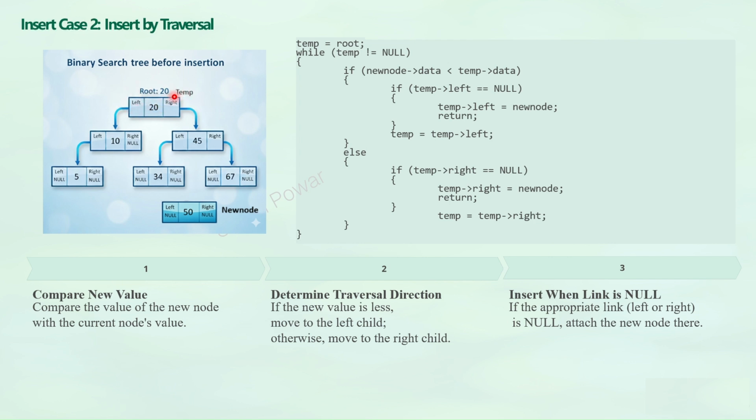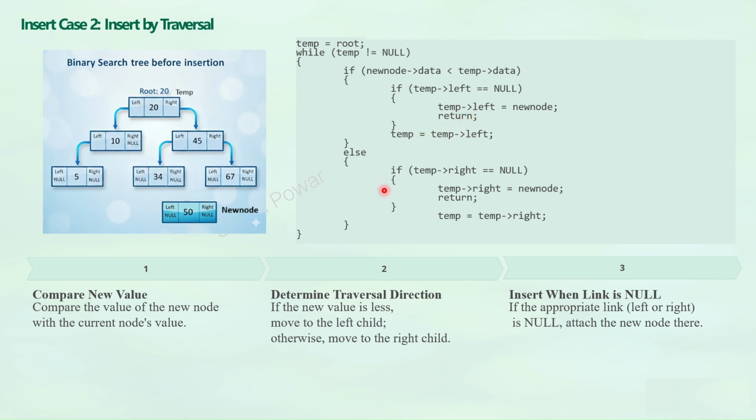After that, we will compare the temp data and new node data. If it is smaller, then go to the left side, otherwise go to the right side. Now to do this task, you have to write an if statement. If new node data is smaller than temp data, then move towards the left. But while moving towards the left, you have to check whether left is null or not. If it is null, it means there is no element, then this is the right place. You have to add the new node at that location and come out of the function. Otherwise move towards the left side.